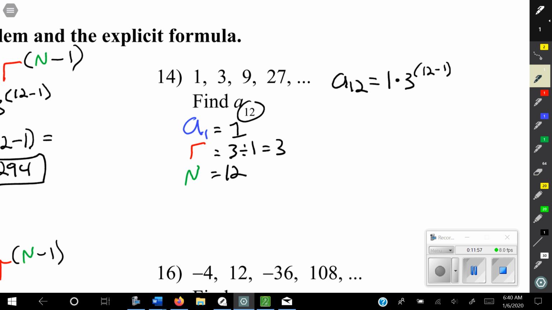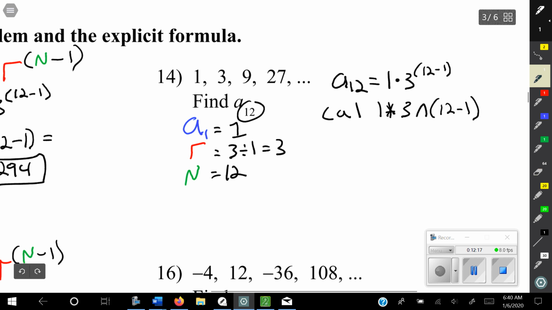And then in the calculator, we're going to type 1 times 3, caret, open parentheses, 12 minus 1, close parentheses. All right, and then you'll type all that into the calculator, hit equal, and once you do that, you should get 177,147.